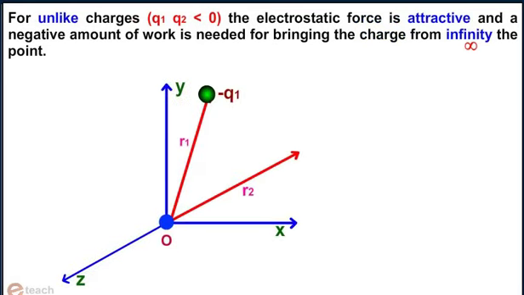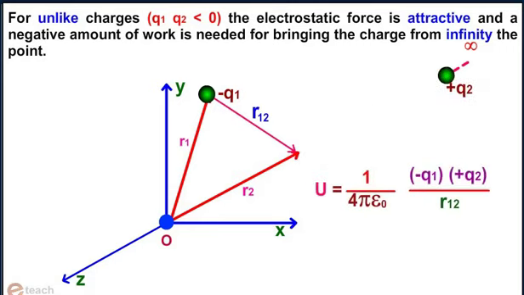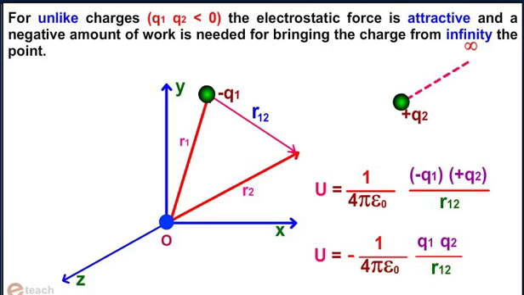Similarly, if this time we take the charges as minus q1 and plus q2 and bring plus q2 from infinity to that point, then the potential energy can be written as 1 by 4 pi epsilon naught minus q1 into plus q2 divided by r12, which equals minus of 1 by 4 pi epsilon naught q1 q2 divided by r12. Hence, this time also the potential energy is negative.